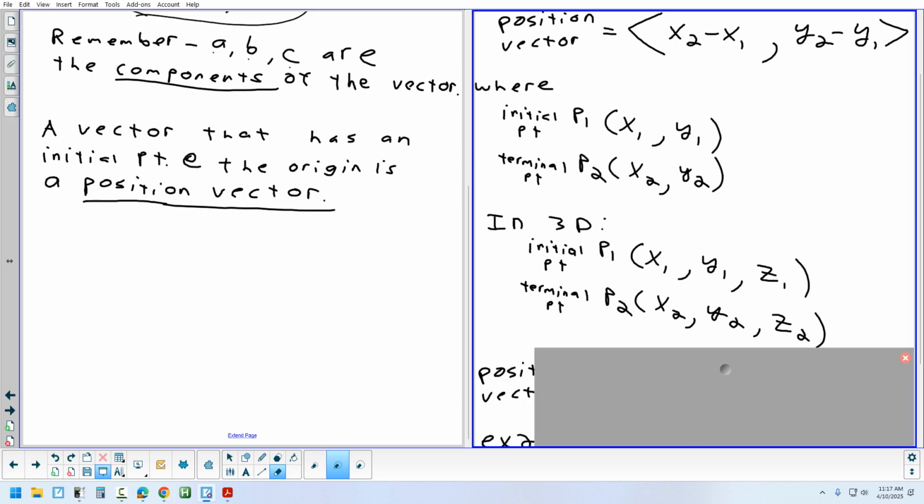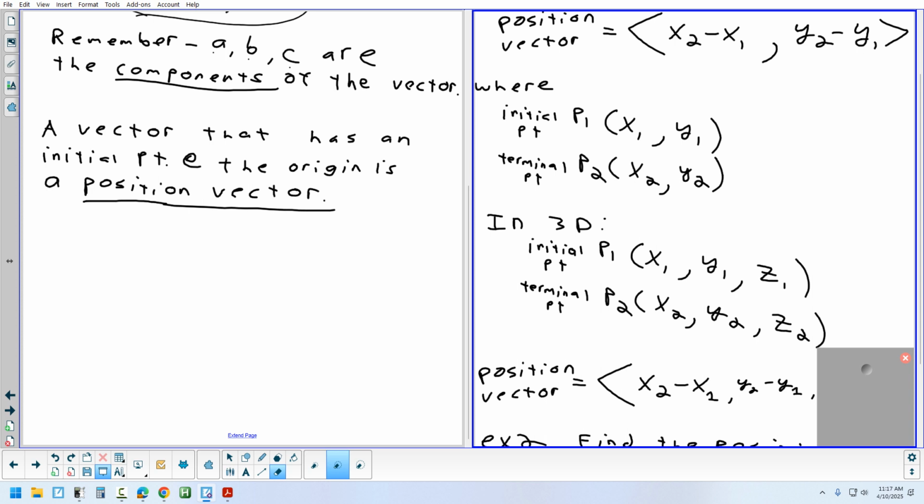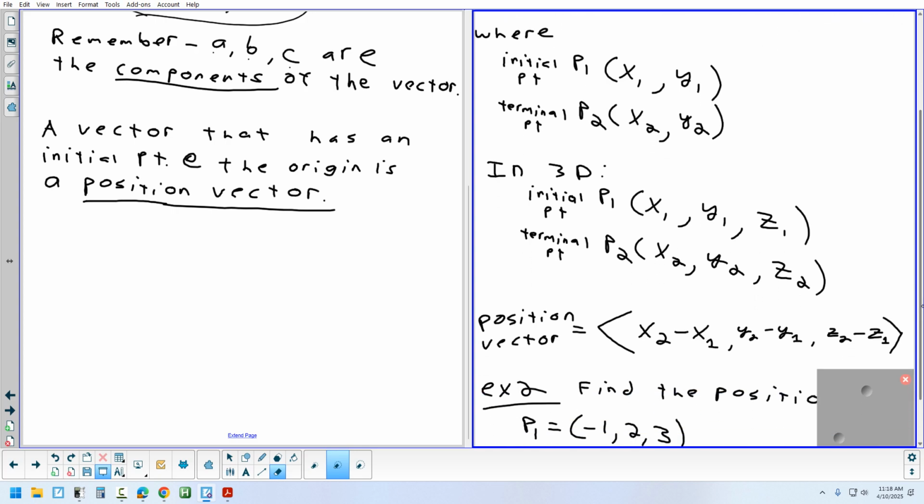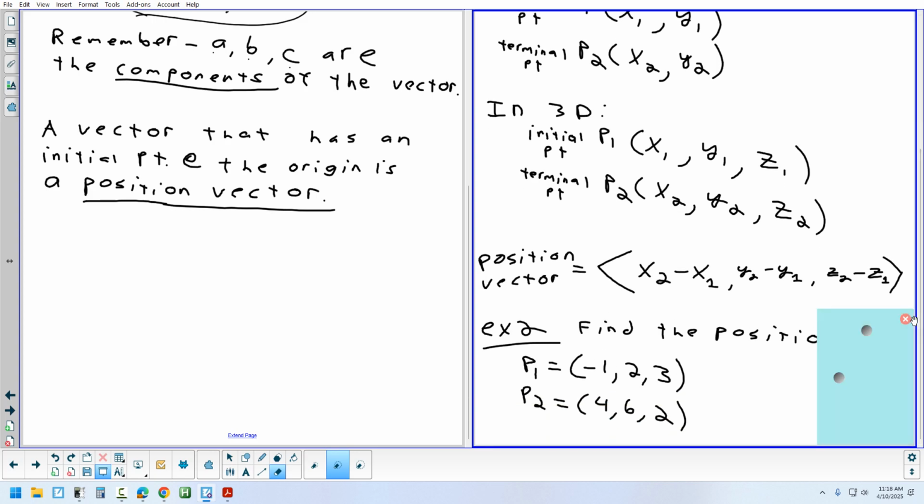So what do you think the formula to find a position vector in 3D is going to look like? x2 minus x1, comma, y2 minus y1, comma, z2 minus z1. Yep. So it's the same as the 2D formula. We're just extending the calculation one more time to include the z's. So this is finding a position vector in 3D. Okay, so now let's set that up and see if we can find it.